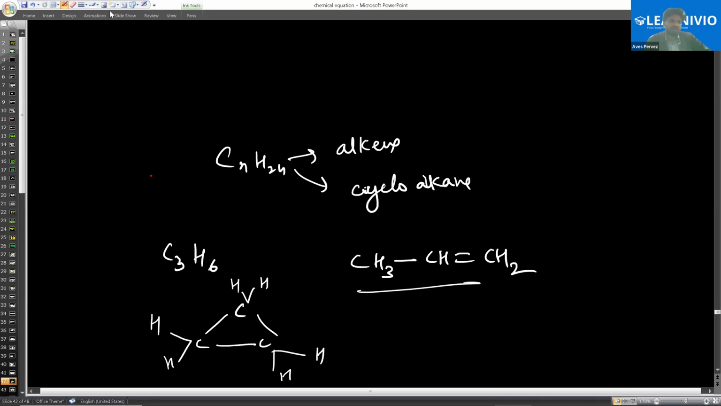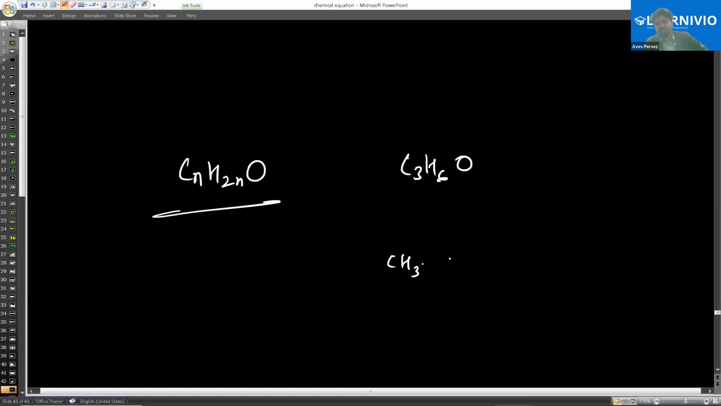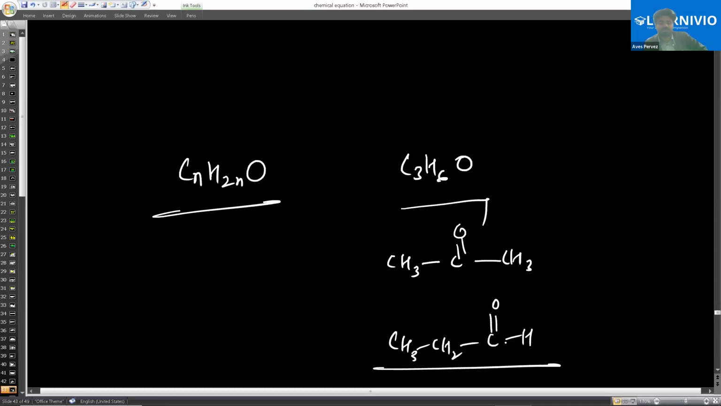And similarly, if I'm writing the general formula for aldehyde and ketone, CnH2nO, this is the same general formula for aldehyde and ketone. Like C3H6O, I can write it as CH3, C double bond O, and then CH3. It is C3H6O in compressed form. Or I can write it as CH3 CH2 and then C double bond O and then H. It is aldehyde, CHO. So they are having different functional groups. So how can you say the same general formula?